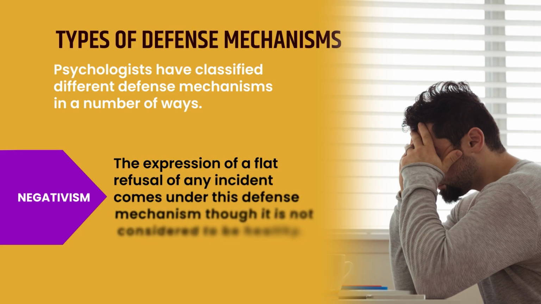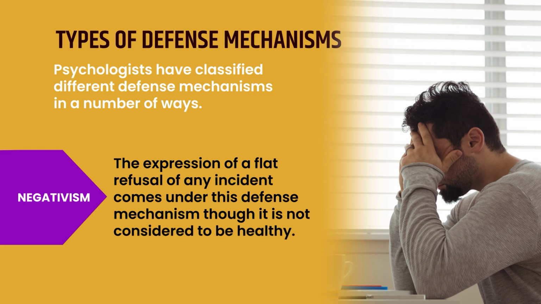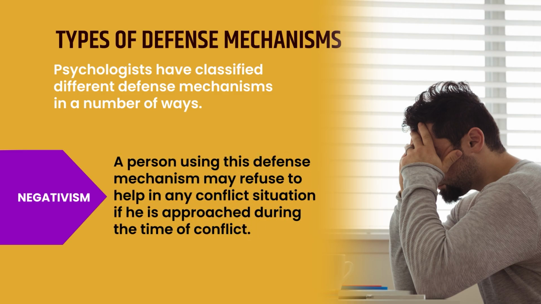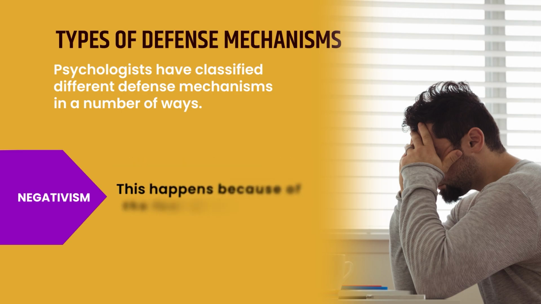Next type of defense mechanism is negativism. The expression of flat refusal of any incident comes under this defense mechanism, though it is not considered to be healthy. A person using this defense mechanism may refuse to help in any conflict situation if he is approached during the time of conflict. This happens because of the fear of failure.